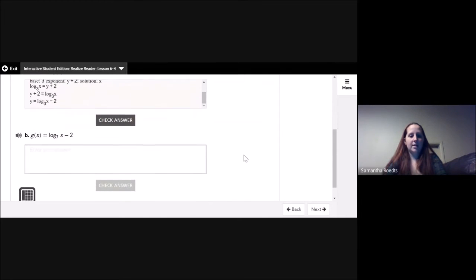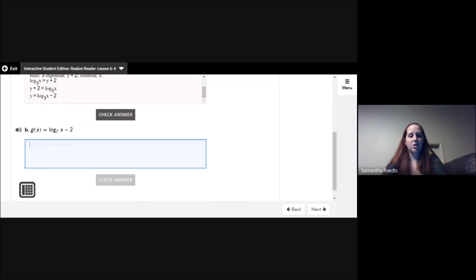For b, g of x equals log base 7 of x minus 2. So again, I want to rewrite this using x's and y's. I switch my x and y. Okay. So for this one, I'm actually going to add 2 to both sides. So x plus 2 equals log base 7 of y.